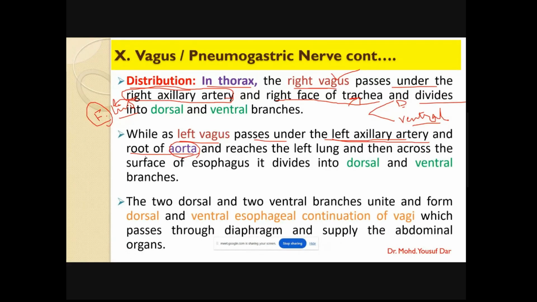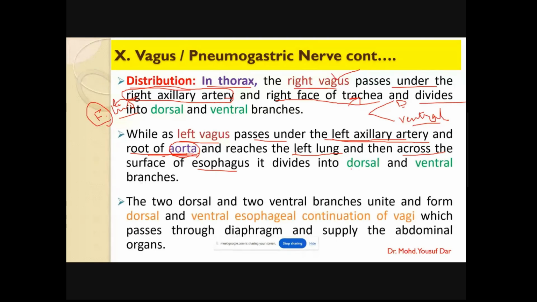ठीक है, the base of the aorta, that means the aorta arises from the heart, so ये इसको भी cross करता है. Here it crosses the base or root of the aorta and finally it reaches the left lung. ठीक है, so left lung के पहुंचते ही then it crosses the surface of the esophagus. So left vagus left axillary artery से होके जाएगी, then it crosses the aorta, aorta से होके left lung तक जाएगी, left lung से फिर it reaches the esophagus.